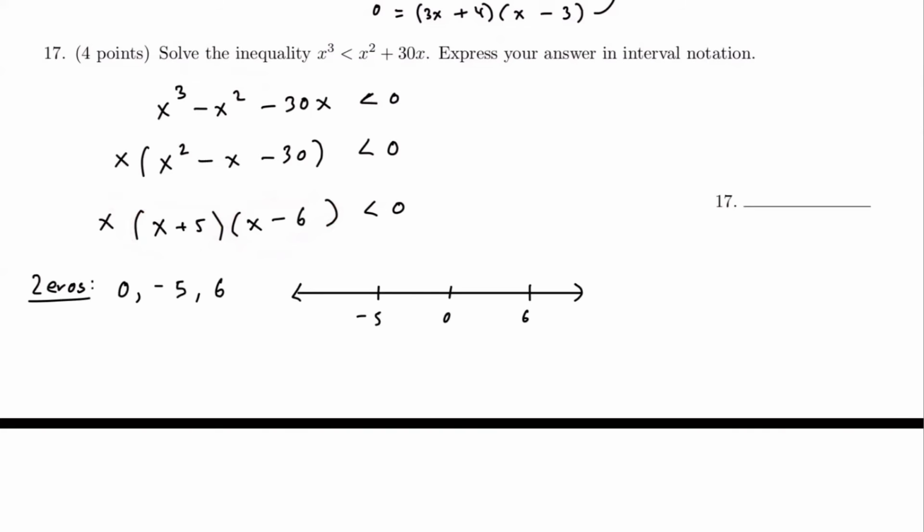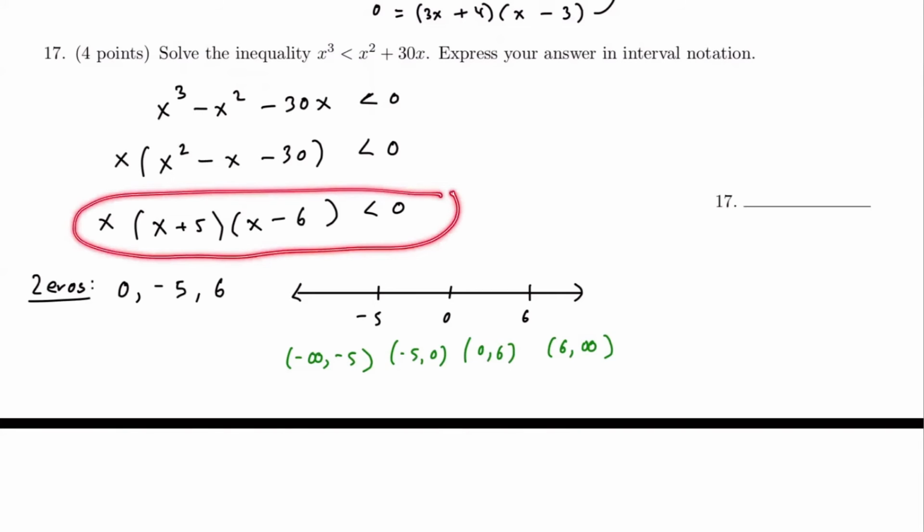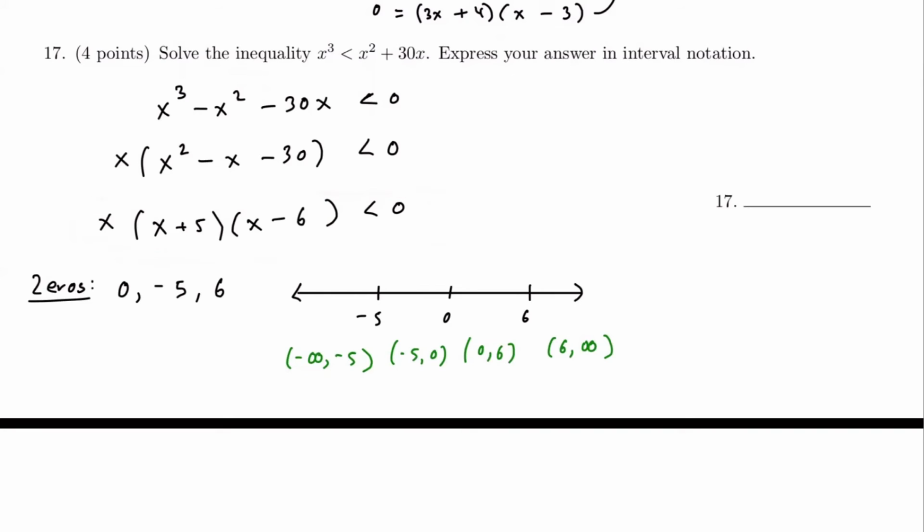So you have 4 intervals to test. Now each interval is going to be open because of this strict inequality. So the first interval we're going to test is negative infinity to negative 5. Then we're going to test negative 5 to 0, open, then 0 to 6, and then 6 to infinity. So we pick a test value and plug it back into, I like it in this form because it's easier to substitute values for x.